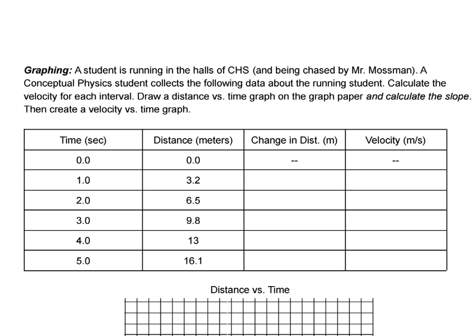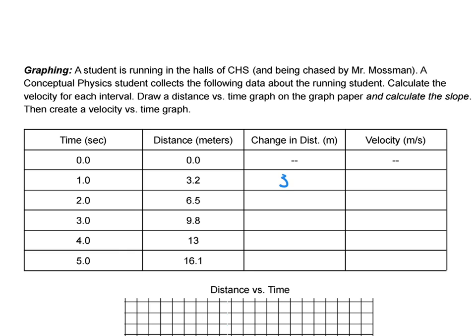And on to some graphing. We've got a student that's running in the halls of CHS, being chased by Mr. Mossman. A conceptual physics student collects the following data about the running student. Calculate the velocity of each interval, draw a distance versus time graph on the graph paper, and calculate the slope, then create a velocity versus time graph. All right, so one thing that's kind of a tricky part about velocity is that it's not total distance divided by time. It's the individual intervals divided by how long that interval took.